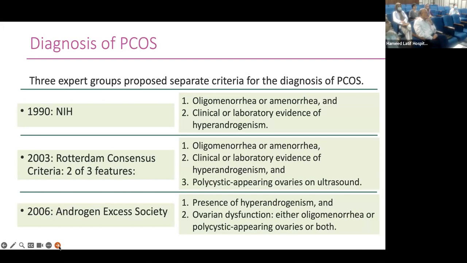Rotterdam in 2003: any two of three criteria: oligomenorrhea or ovulatory dysfunction, hyperandrogenism, and PCOM, polycystic ovarian morphology. And 2006, Androgen Excess Society, presence of the same features. But this is the one that we are concerned with. This is still universally accepted, that any two of these three features would be part of this.